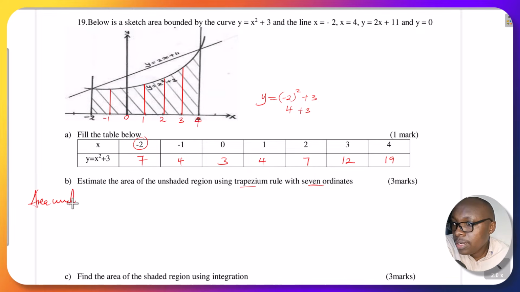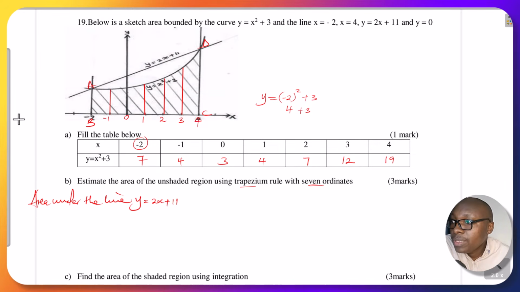Area under the line. And the line is y = x plus 11. That is the line. So when you look at that area, this is a trapezium. Look at these points. I will name this trapezium so that you can identify it. So this is A, this is B, this is C, this is D. That is a trapezium, and so it will be very easy to get the area under that line.